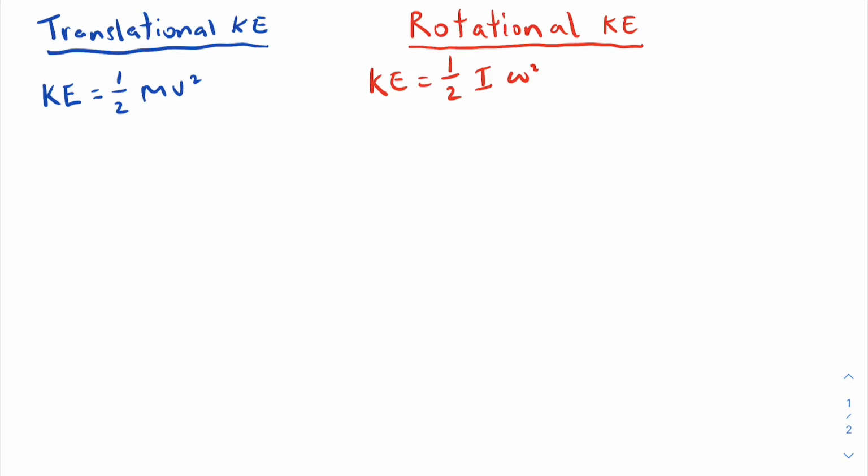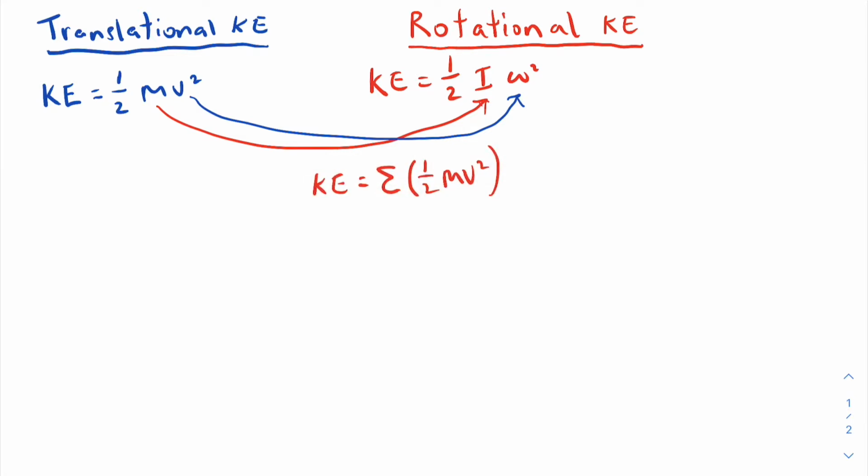angular velocity squared. In my moment of inertia video, I discussed how moment of inertia is really just the angular equivalent of mass. And in my rotational motion video, I showed how angular velocity is really just the angular equivalent of linear velocity. It's important to understand that this rotational kinetic energy formula is really just summing the translational kinetic energies of every particle in a solid object. The units will be in joules just like for any other energy quantity.